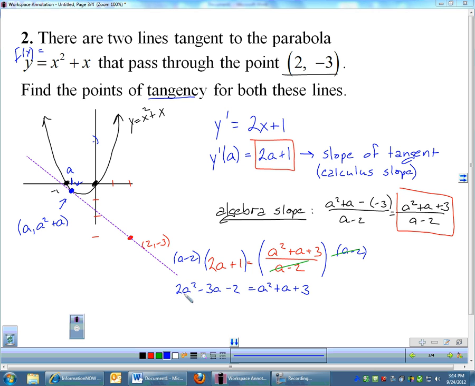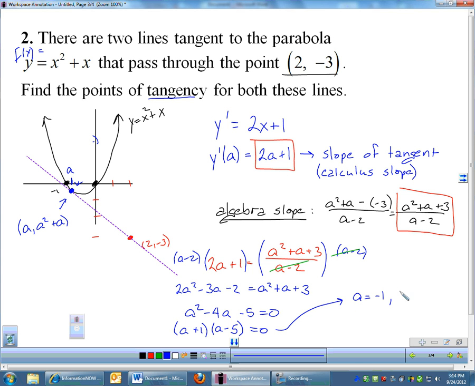I'm going to move my A squared over, make it 2A squared minus A squared is A squared. I'll subtract the A, make it minus 4A. I'll subtract the 3, minus 5 equals 0. Good, good. And then we'll factor that. A plus 1, A minus 5 equals 0. And we get A's of negative 1 and positive 5.